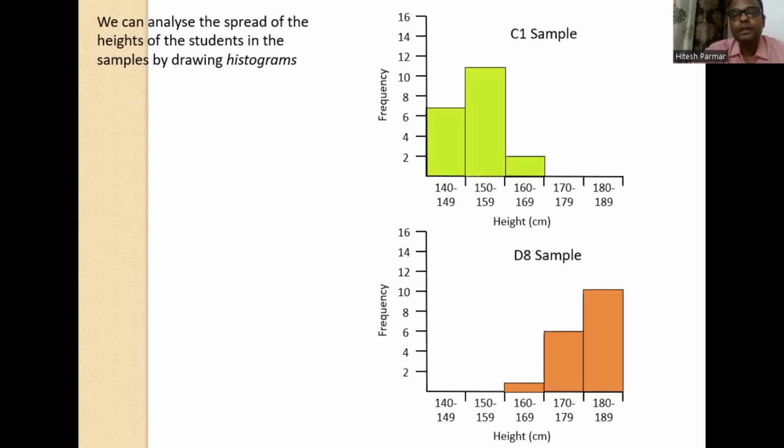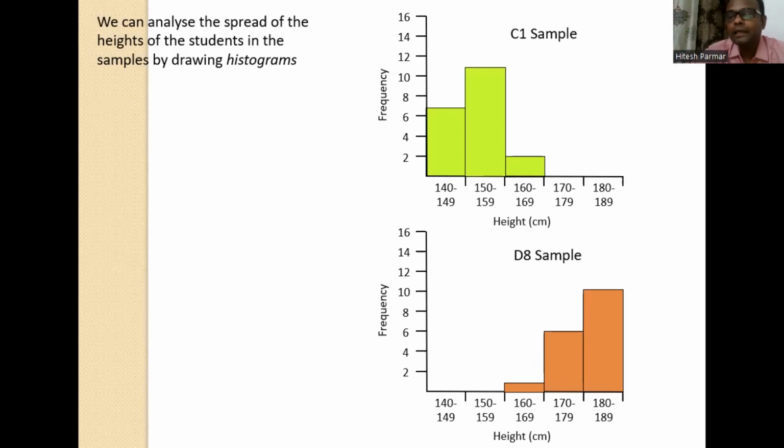So what should we do? We can analyze the spread of the heights of the students in the sample by drawing histograms. Right? So here we are using a histogram. We can see very clearly the C1 sample and D8 sample. The spread of the data for the C1 sample is 140 to 169 and for the D8 sample 160 to 189. So just imagine, what are the overlapping categories?